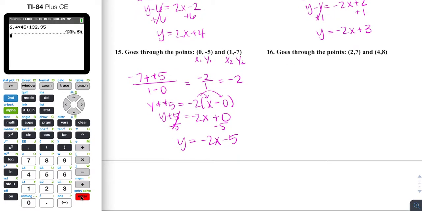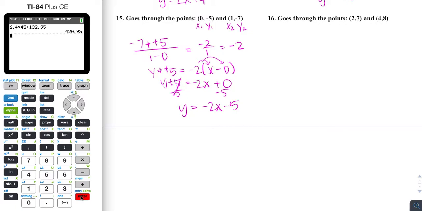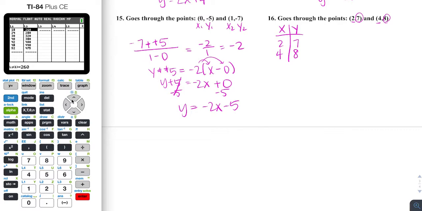Now I'm going to show you how to do number 16 using our calculator. So number 16, we're going to use our table. We have x, y. So we have an x and an x. So 2 and 4, and our y values are going to be 7 and 8. So we're going to go over here to our calculator, and we're going to go to Stat Edit. I'm going to clear out those columns up top, and I'm going to input these points right here. So in our x's, we have 2 and then 4. In our y's, we have 7 and 8.